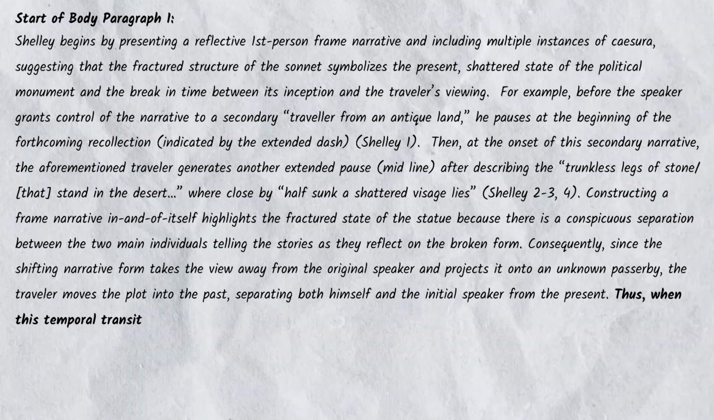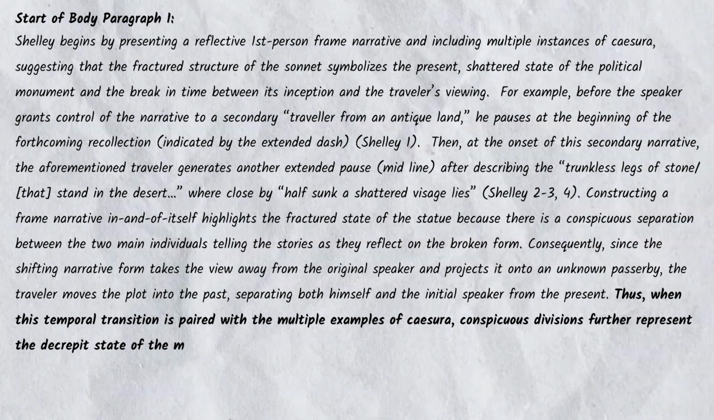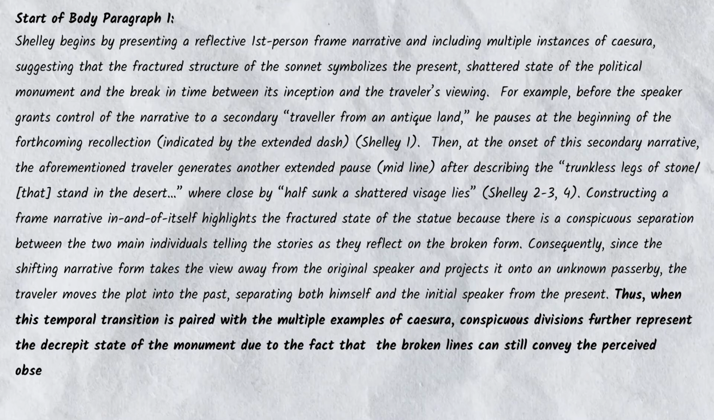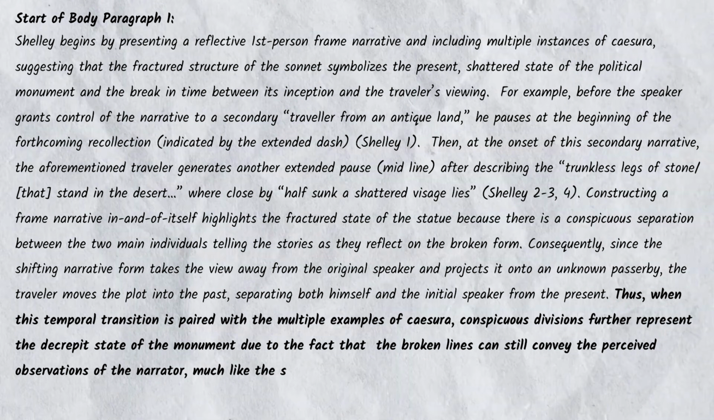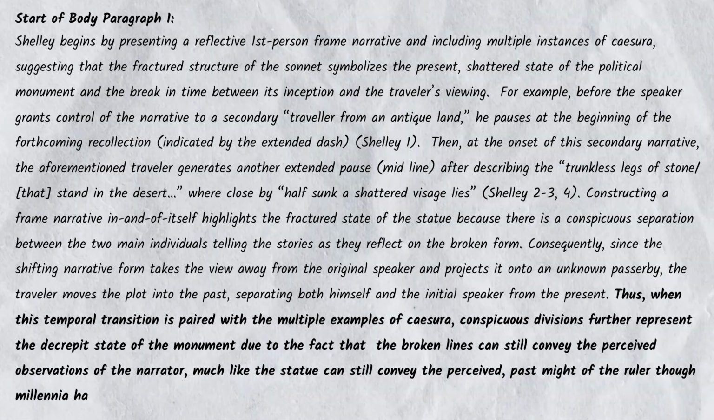Thus, when this temporal transition is paired with multiple examples of caesura, conspicuous divisions further represent the decrepit state of the monument due to the fact that the broken lines can still convey the perceived observations of the narrator, much like the statue can still convey the perceived past might of the ruler, though millennia have passed.